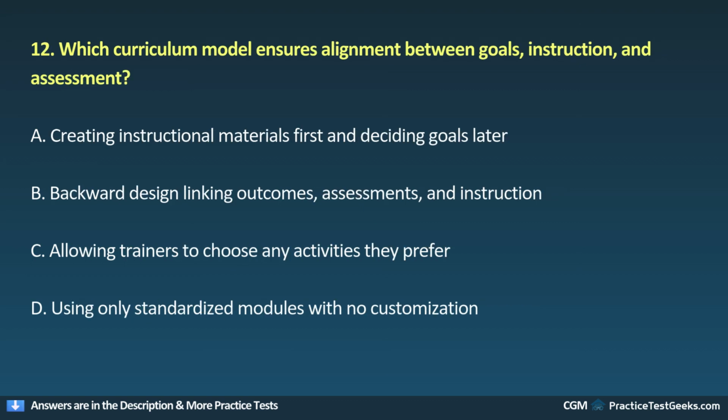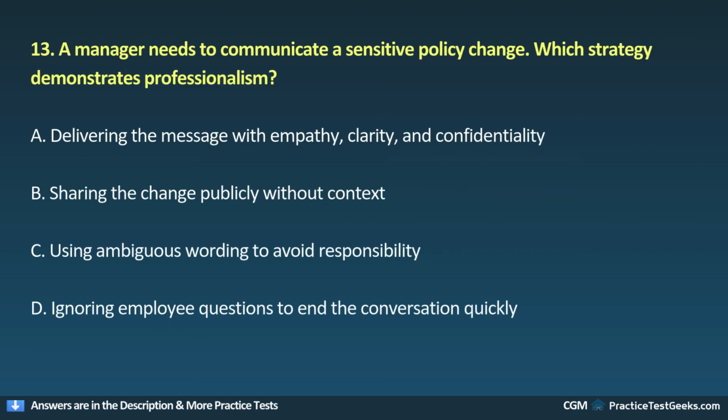12. Which curriculum model ensures alignment between goals, instruction, and assessment? A. Creating instructional materials first and deciding goals later. B. Backward design linking outcomes, assessments, and instruction. C. Allowing trainers to choose any activities they prefer. D. Using only standardized modules with no customization.